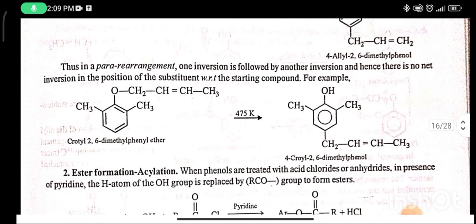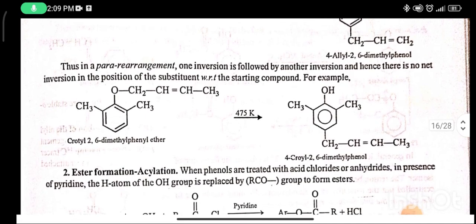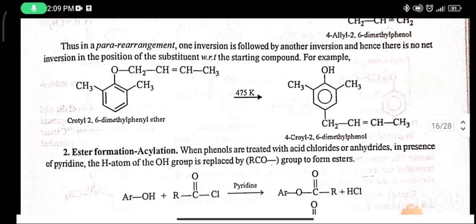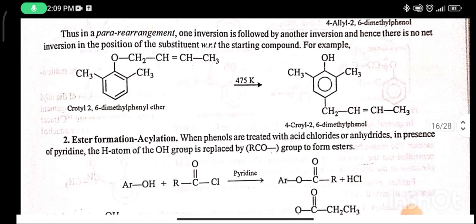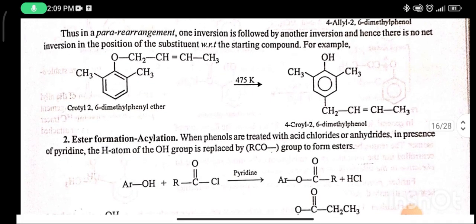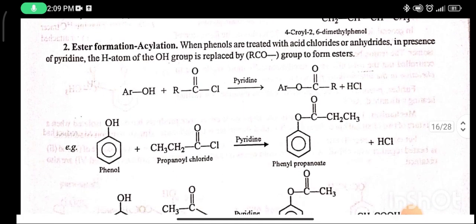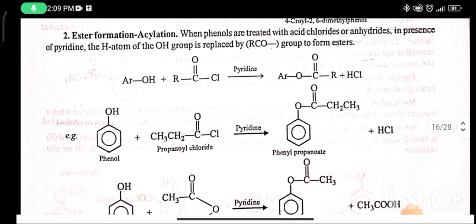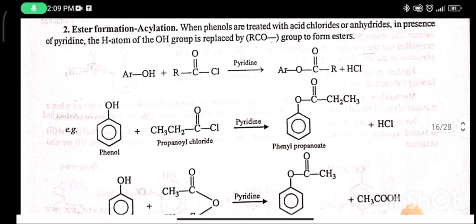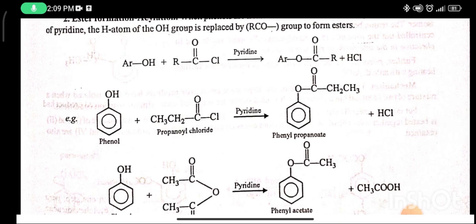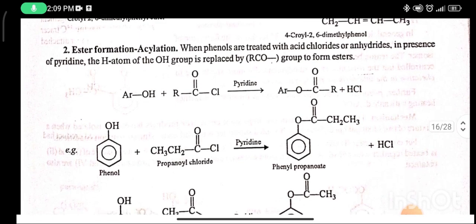Thus, in para rearrangement, one inversion is followed by another inversion, and hence there is no net inversion in the position of substituent with respect to the starting component. Ester formation, acylation: when phenols are treated with acid chlorides or anhydrides in presence of pyridine, the hydrogen atom of the OH group is replaced by an RCO group to form esters.